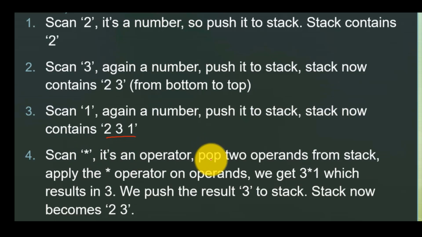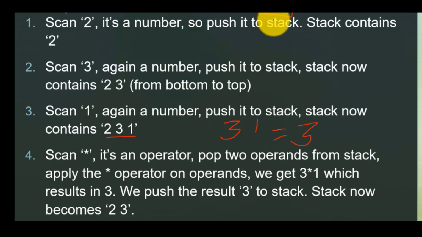So we're going to pop the 2 operands referring to the 3 and 1, which is closer to the multiplication. These are operand 1, operand 2. So we get 3 times 1 equals 3. If you're going to evaluate it, this part will be evaluated first, and the number 3 will now be pushed into our stack. So we have now 2, 3.